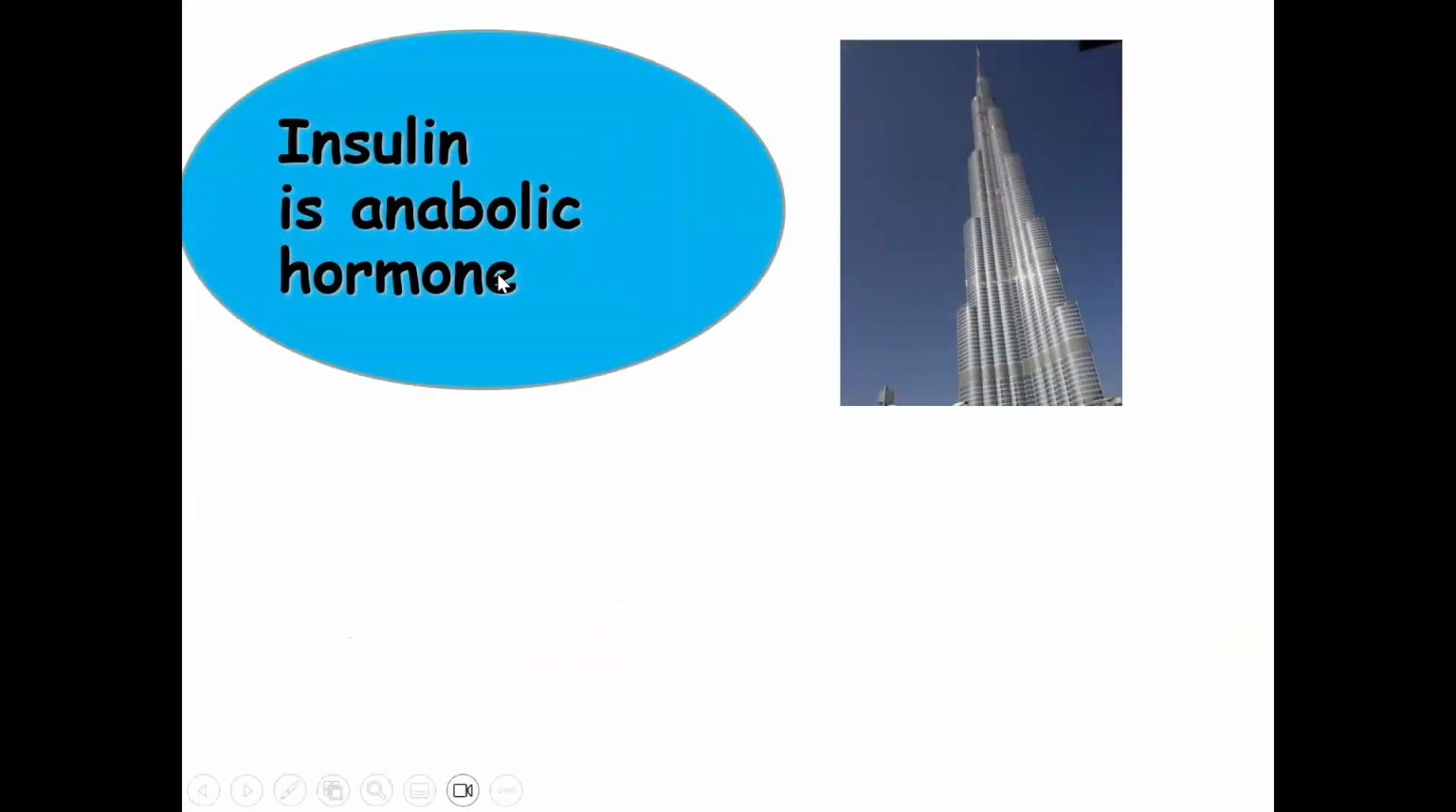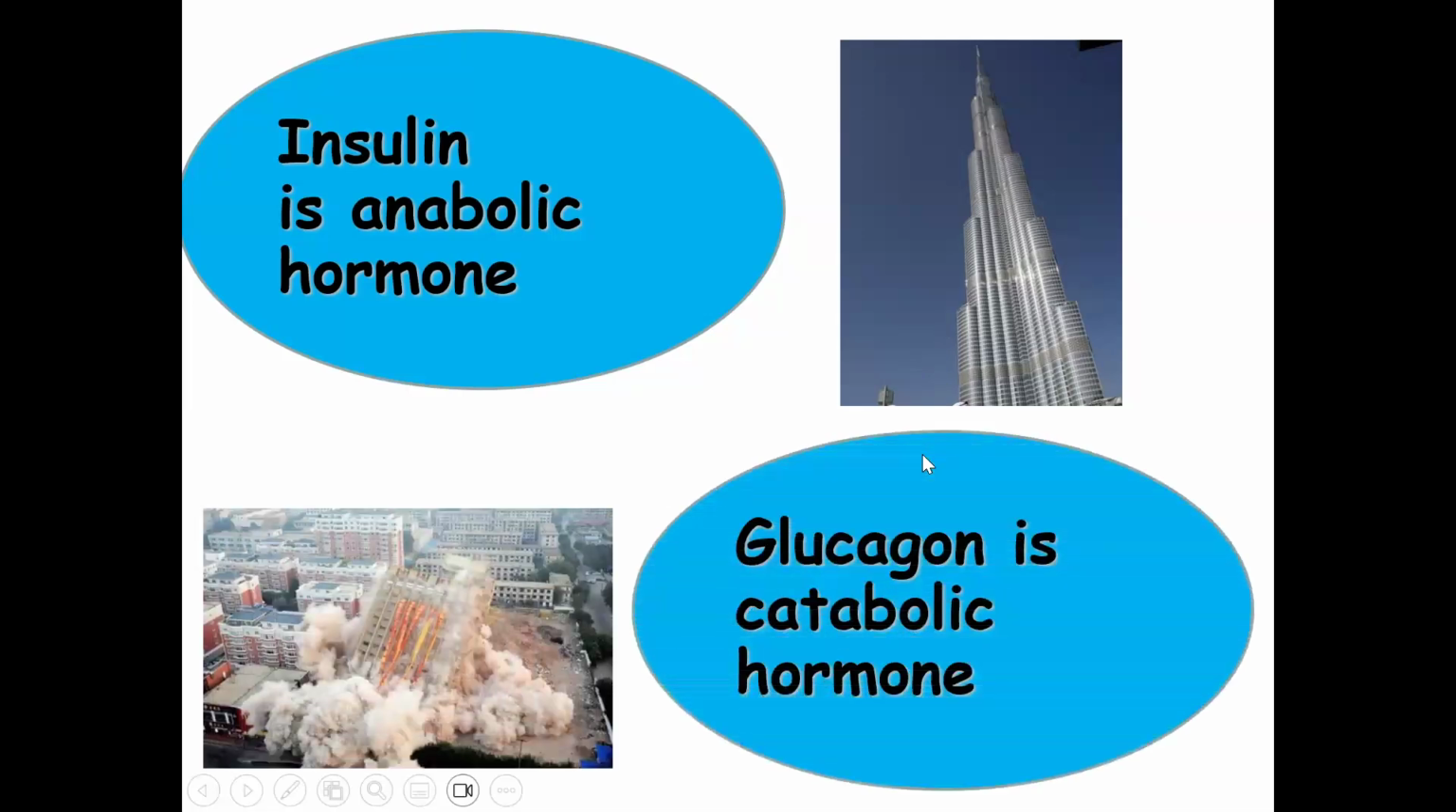So insulin is an anabolic hormone. This is Burj Al Khalifa. It is very difficult to build such a tall building. So insulin is an anabolic hormone. It builds up the stores of fats, proteins, glycogen in our body. And once these stores are built up, when the glucagon is released in higher amounts, this will then break up all these stores.